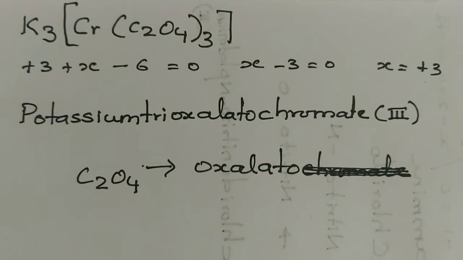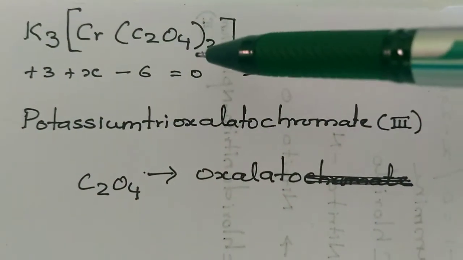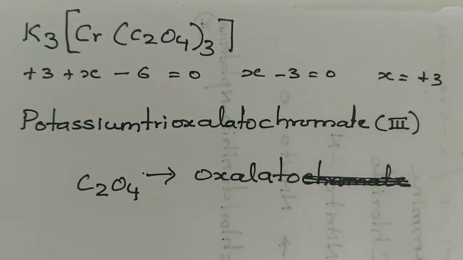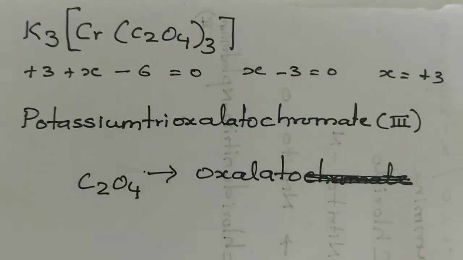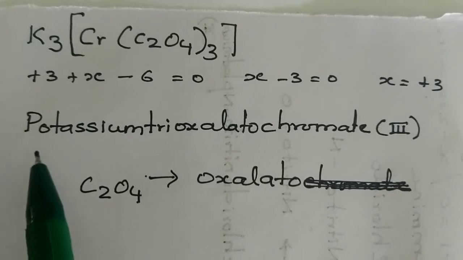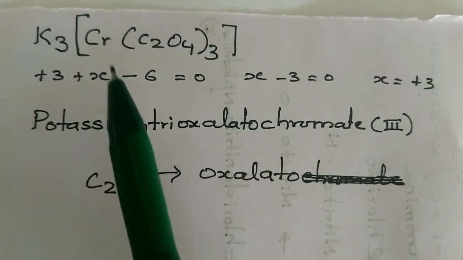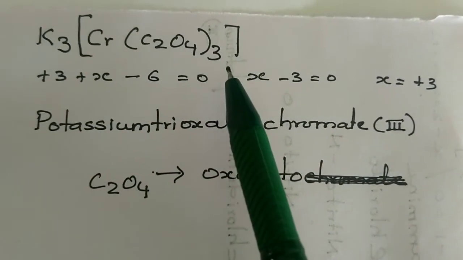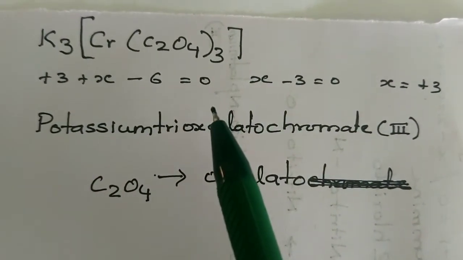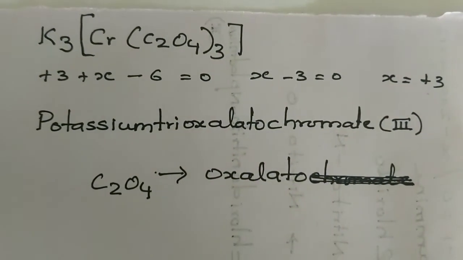Next, we are going to write the IUPAC name of K3[Cr(C2O4)3]. So as usual, first we have to write the name of the cation. Name of the cation means potassium. So we write potassium. Now we have to write the name of the anion part. The anion is a coordination entity, so we have to use the rules.